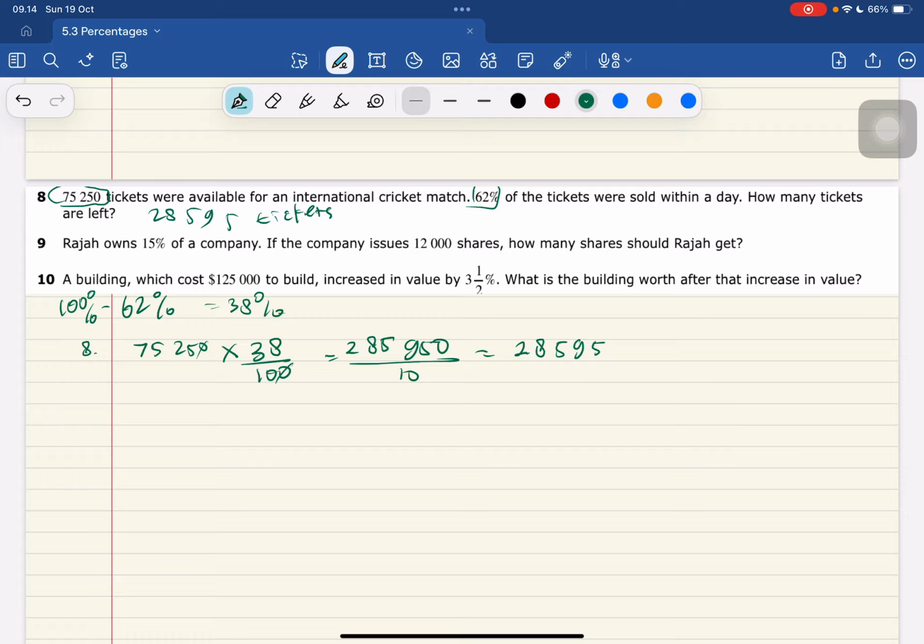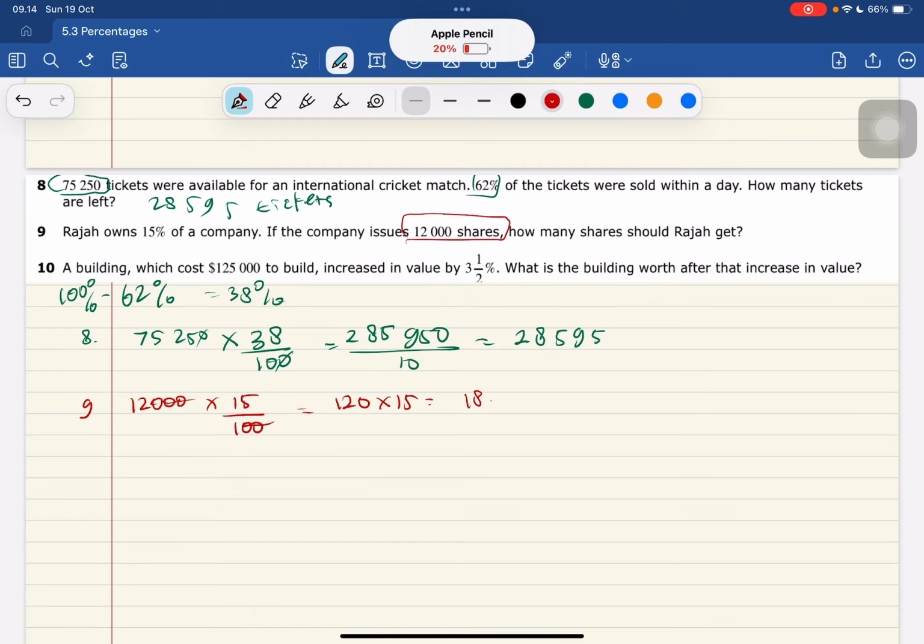Next, Raja owned 15% of a company. If the company issues 12,000 shares, how many shares should Raja get? So this is 12,000 times 15 percent. So here we got 120 times 15. So this is going to be 1,800, the answer. So number 9, Raja will get 1,800 shares.